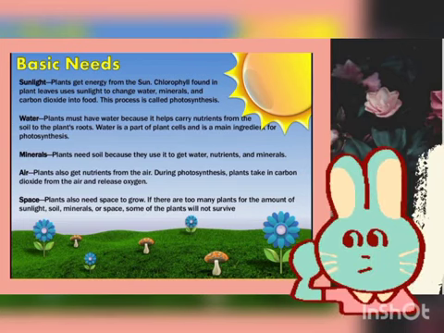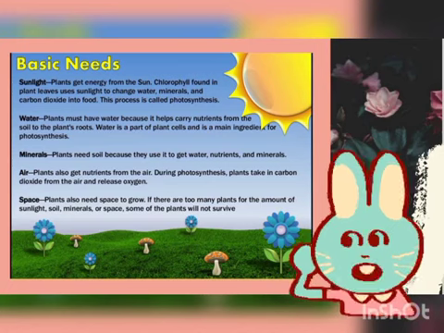And the last one, space. Plants also need space to grow. If there are too many plants for the amount of sunlight, soil, minerals, or space, some of the plants will not survive.